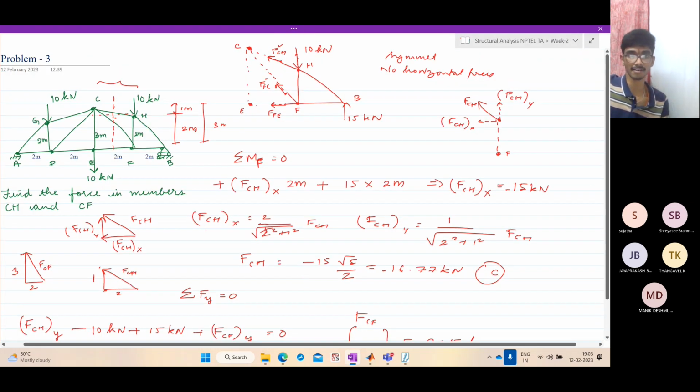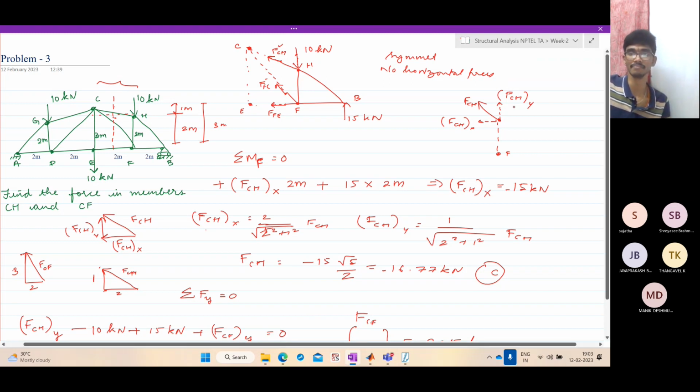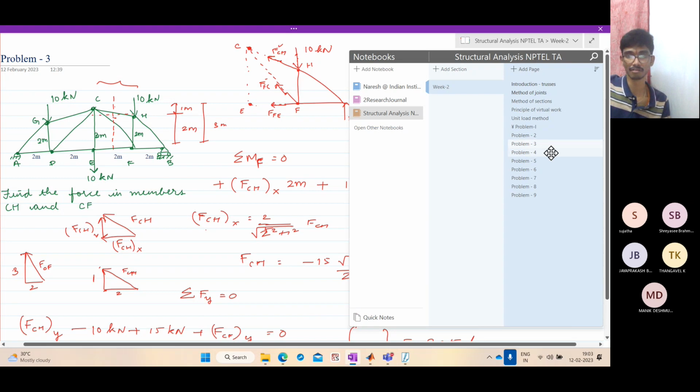So yeah, what is different in this problem is you need to make a cut, determine one of the forces, then use that force to determine the next force. But this is also very simple. Let's go to the next problem.